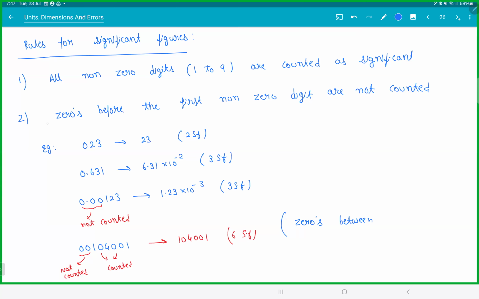So this is the statement, the zeros before the first non-zero digit. So this 6 is the first non-zero digit. 1 is the first non-zero digit. Before that, all zeros are useless. They don't really help you in any accuracy or any measurement. Zeros between non-zero digits are counted. Have a look at these two. There are more rules, but this is the first thing. 10 power minus 1. Yeah, that is 10 power minus 1. I wrote it wrong.